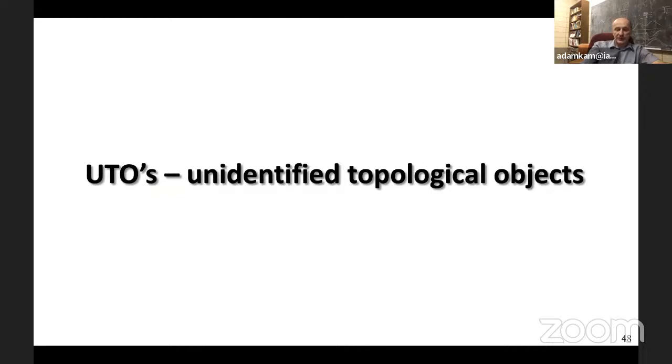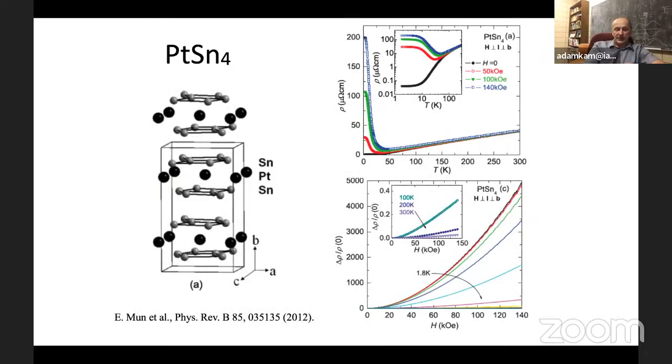Let me finish the talk, if there are a few minutes left, with a section on unidentified topological objects, or UTOs. And we were lucky enough to discover one of those. I think to this date, there's no theoretical understanding of the origin or the nature of the topological state in this material. Again, this material has this nice property of gigantic magnetoresistance, where the resistivity changes by several orders of magnitude upon application of a magnetic field at low temperature.